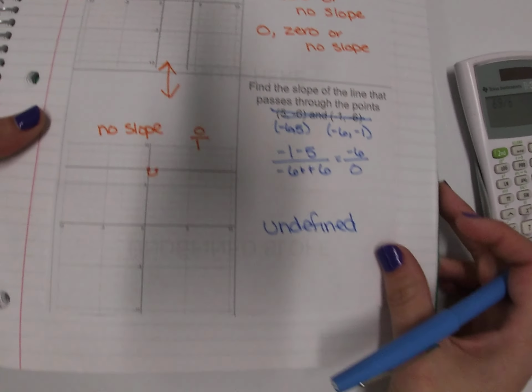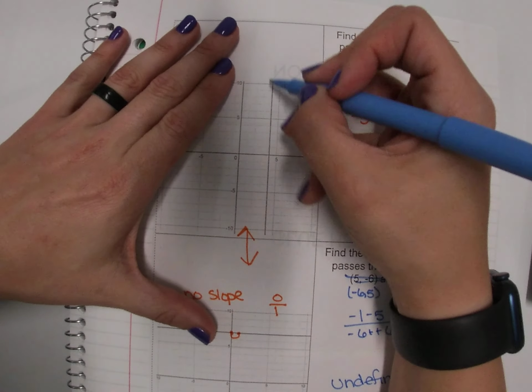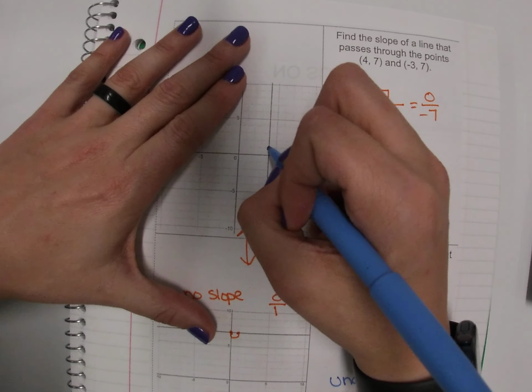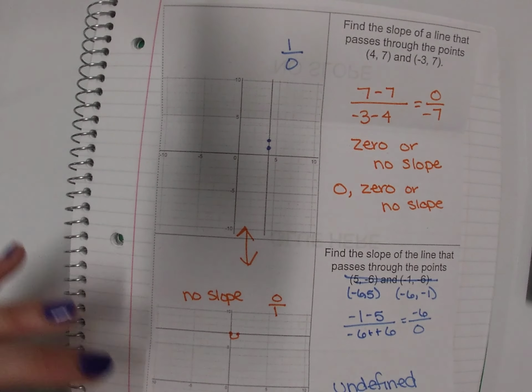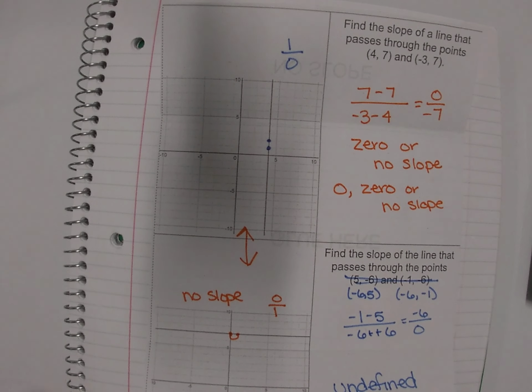An undefined slope is always a vertical line. Okay, so if we look at this, again, we're going up 1 and over 0, which is also our undefined slope.